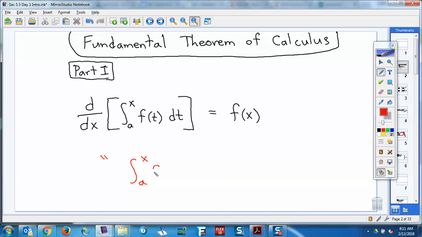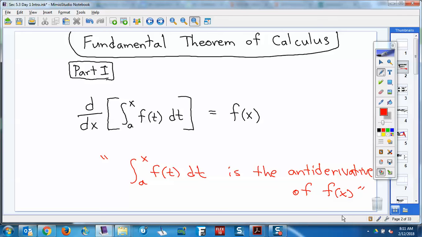put it in quotes, because it's saying this: this thing is the antiderivative of little f. That's what the Fundamental Theorem part 1 is saying, right? That's what this sentence is saying. Now it seems strange because it's got a derivative in it, it's got d over dx. Well, that's how we show something's an antiderivative.